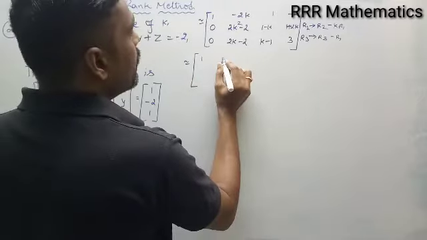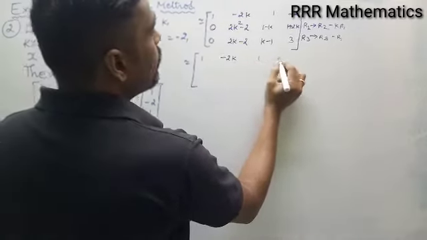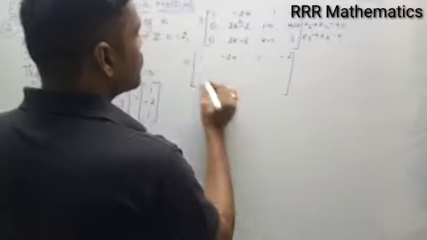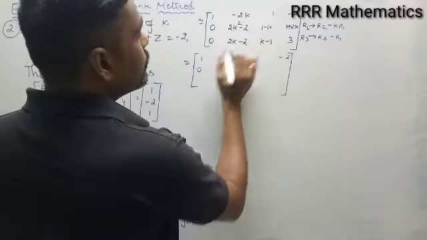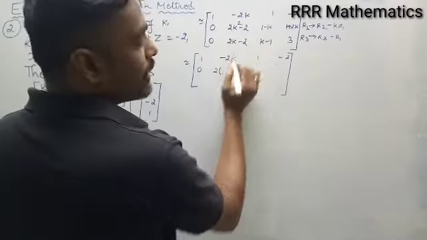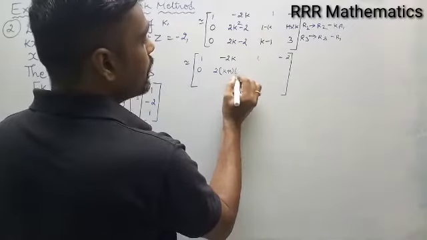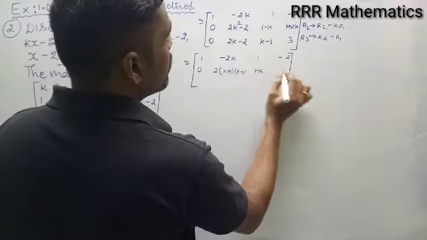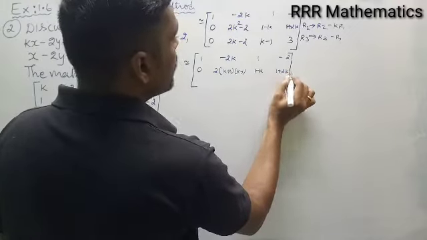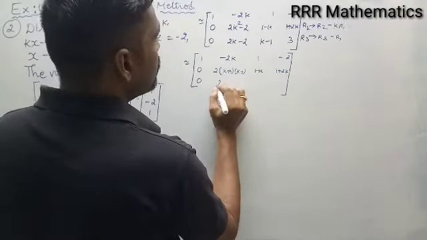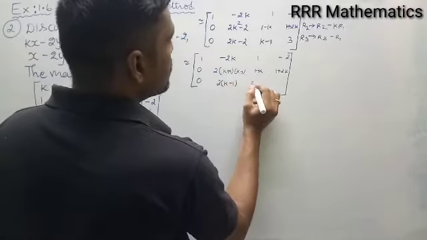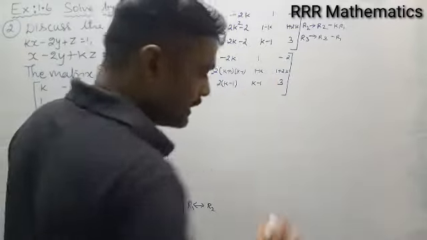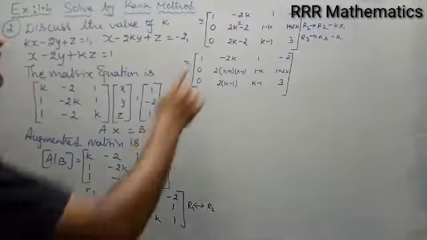See, 1, minus 2k, 1, minus 2. Then 0, I will take 2 common. It will be k square minus 1. I will write k plus 1, k minus 1. This is 1 minus k. This is 1 plus 2k. Then 0, 2 into k minus 1. This is k minus 1. This is 3. Very simple. I am getting 0 here and here.